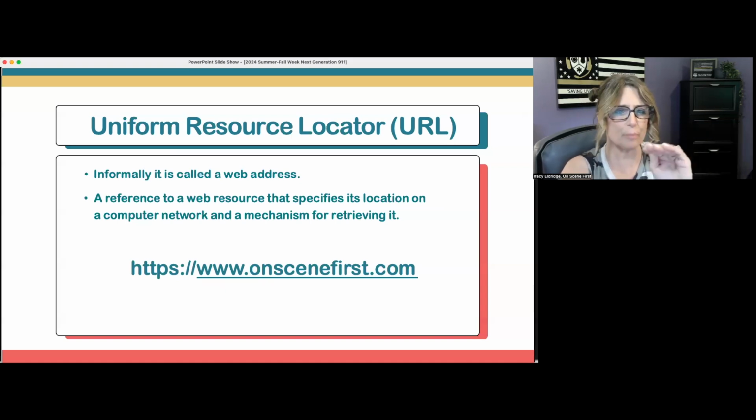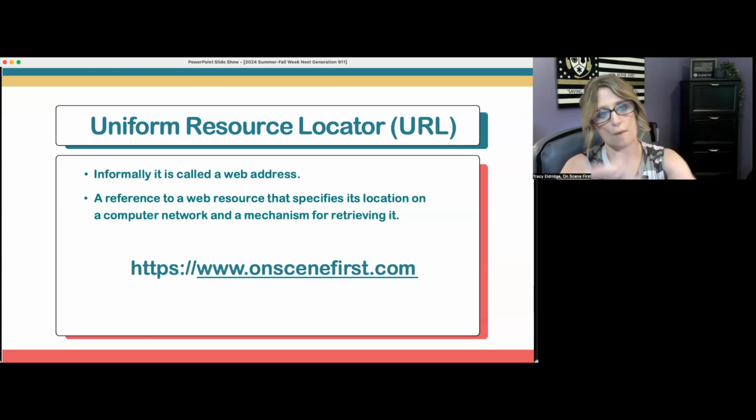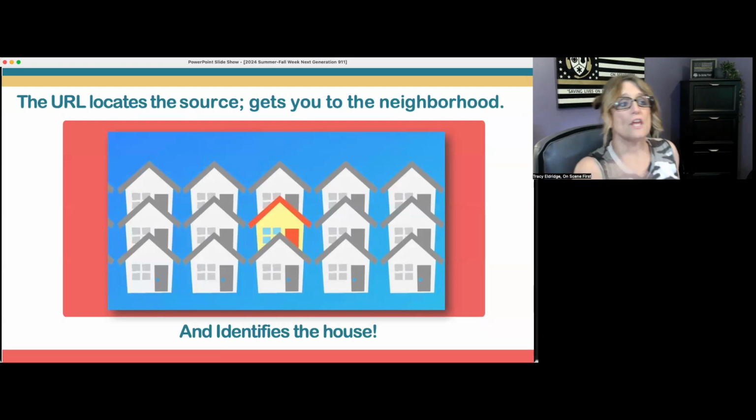So anything that is a part of that initial OnSceneFirst.com/studyENP, that is part of the URL. If you think of it as I'm going somewhere, I'm going to pick a location, the URL locates the source and gets you into the neighborhood. But then with the little slash, it helps you identify the actual house that you're going to. Okay.